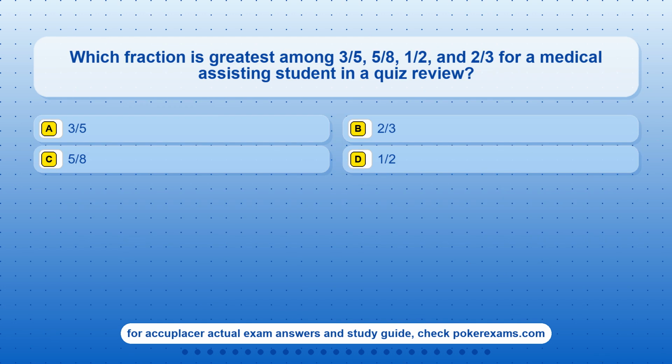Question 17. Which fraction is greatest among 3/5, 5/8, 1/2, and 2/3 for a medical assisting student in a quiz review? Option A. 3/5. Option B. 2/3. Option C. 5/8. Option D. 1/2.